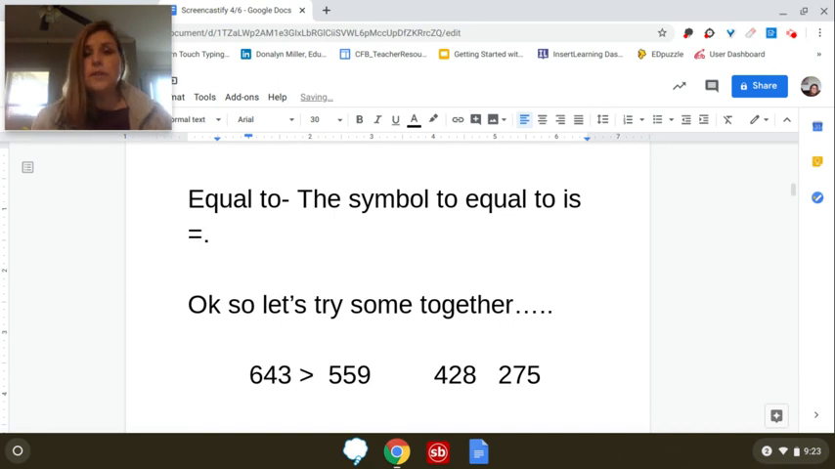Okay. So the sentence now reads 643 greater than 559. And that is a true statement. Okay. We're going to now do this one. 428, 275. So let's look at the hundreds place. And again, here we have 400 here. We have 200 here. We know that the 400 is greater than 200. So we'll use that greater than sign.